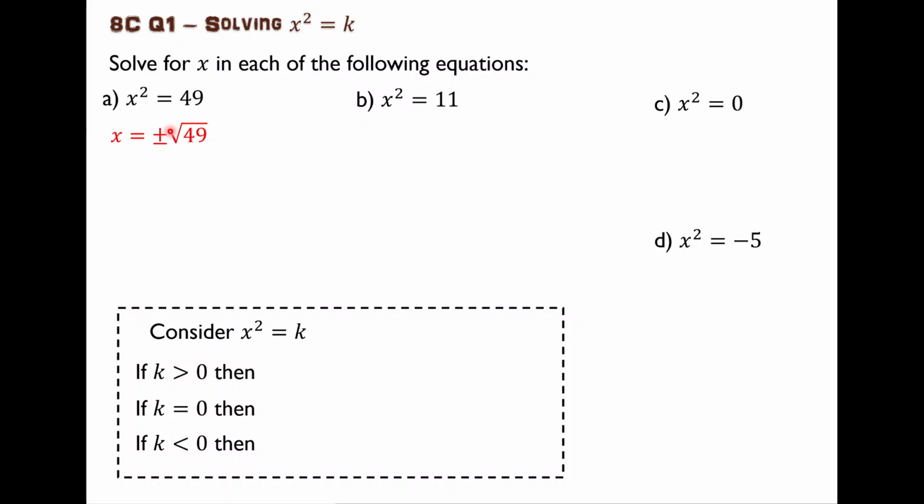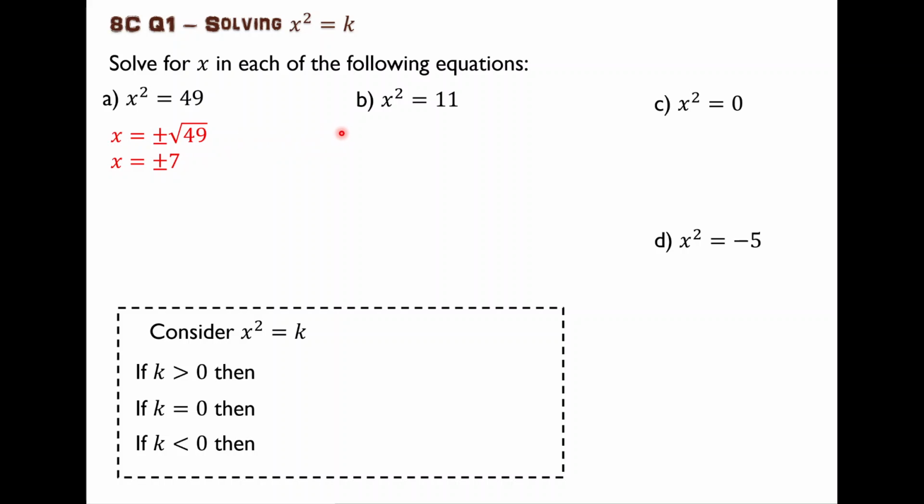And now we see this bit square root 49, and the square root of 49 is 7, because 7 times 7 is 49. So x equals plus or minus 7. Notice everything else I've copied down. I've copied down the x, copied down the equals, copied down the plus or minus. I've just replaced square root 49 with 7.